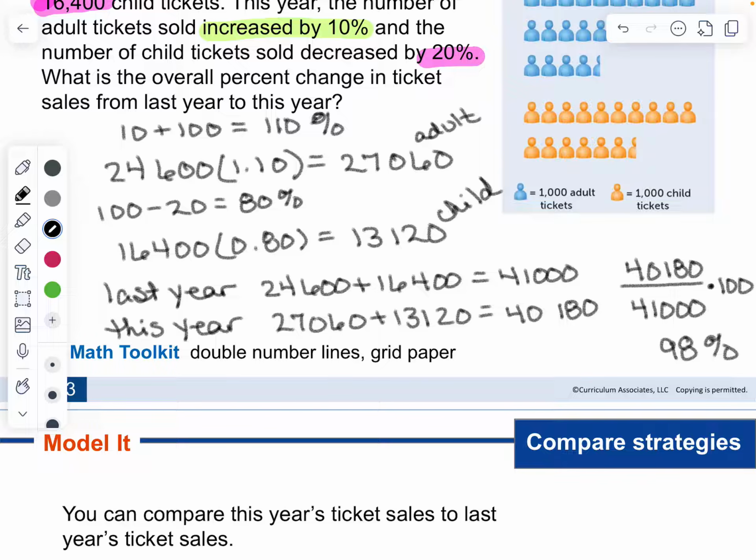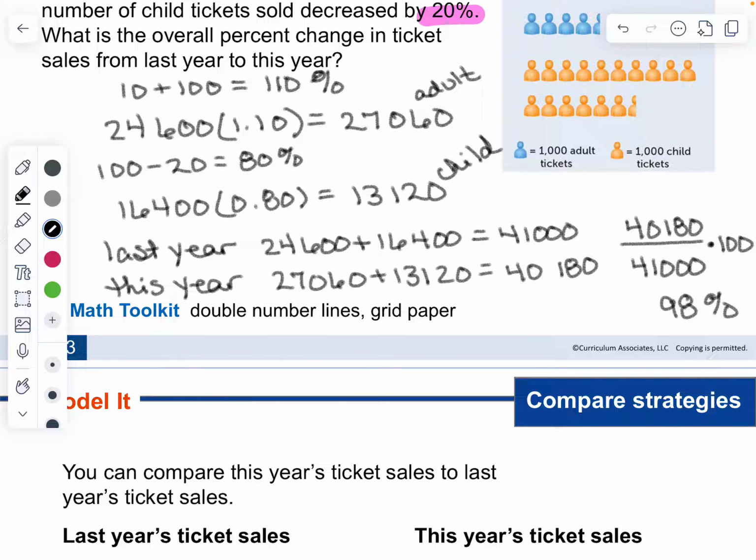So what is the overall percent change in ticket sales? The percent change then, they didn't give us enough room. If this time we got 98%, we would have started with 100%. The percent change is 2%.